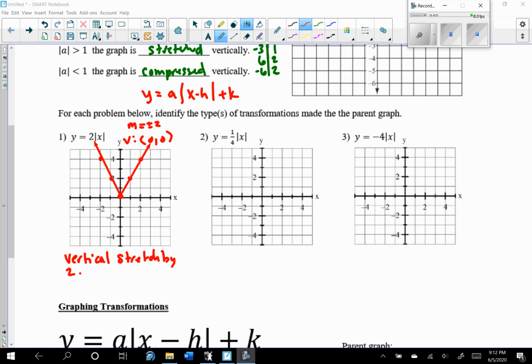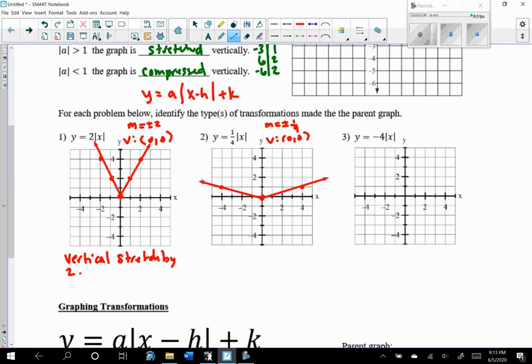For the next one, our a value is equal to 1/4. So that means we're using a slope of plus or minus 1/4 from our vertex. The vertex again has not changed from 0, 0. So now we're going up 1 over 1, 2, 3, 4, and then up 1 over 1, 2, 3, 4 going the other direction. And then again, use your ruler to connect those values. And that would be our graph.